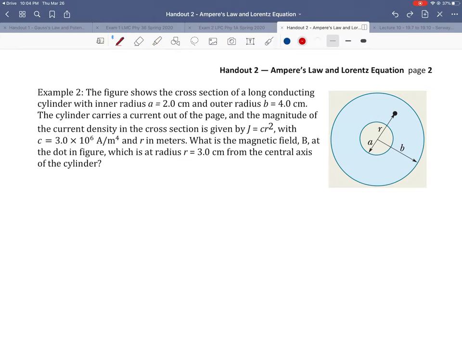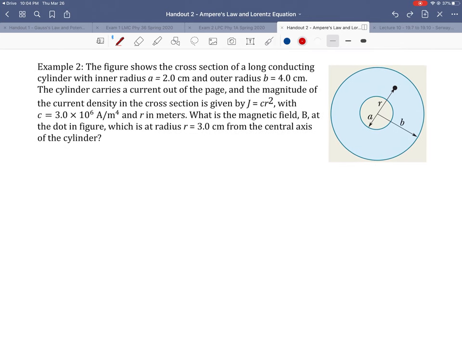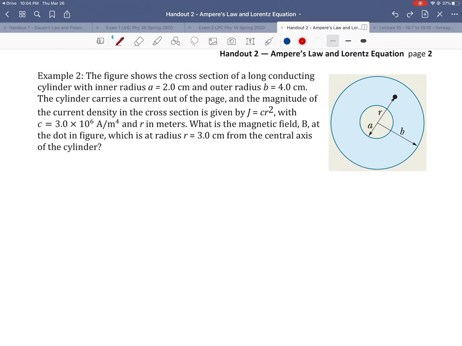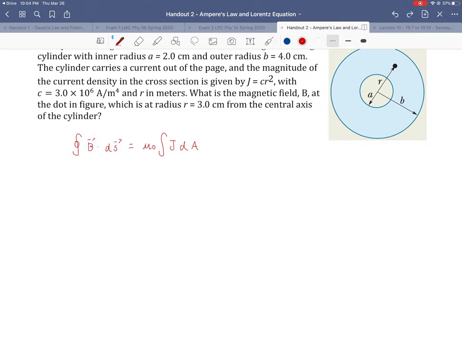So ultimately, I want to call some attention to Ampere's law, okay? Because that's what we're using, and then I'll read over the problem in a second. But first, let's just write Ampere's law. So I'm going to have my closed loop line integral of B dot ds, and that's going to equal mu naught times the integral of J dA. Okay, so that's definitely the starting equation. Everything we're going to do is going to come from that equation.